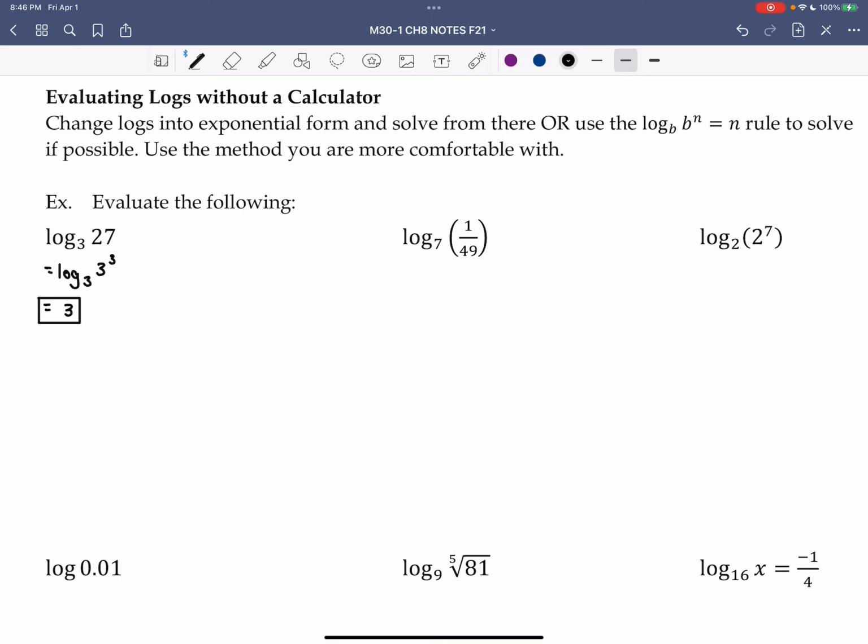Log base 7 of 1 over 49. Write 1 over 49 as a power of 7. We get log base 7 of 1 over 7 squared. We move this to the top and we get log base 7 of 7 to the power of negative 2. By the log base b of b to the power of n equals n rule, this equals negative 2.